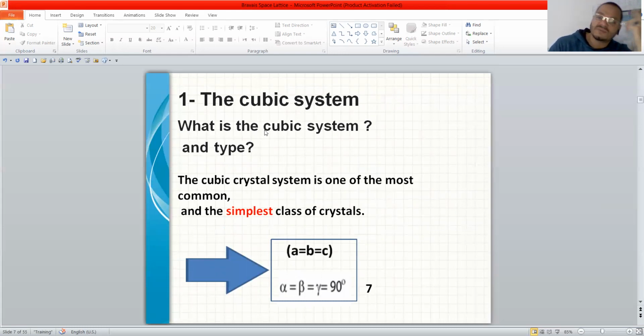The cubic crystal system is one of the most common and the simplest class of crystals. Here we will focus on these two elements, which are very important. A, B, C are vectors here in the cubic system. The vectors A, B, C are equal, and all the angles are equal. All of them are 100% perpendicular to each other.